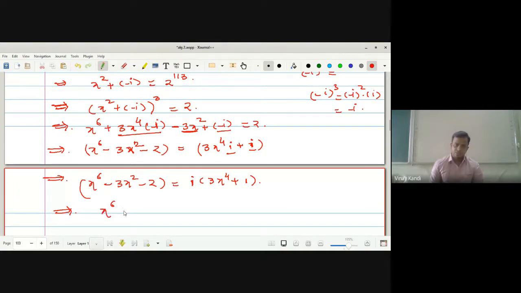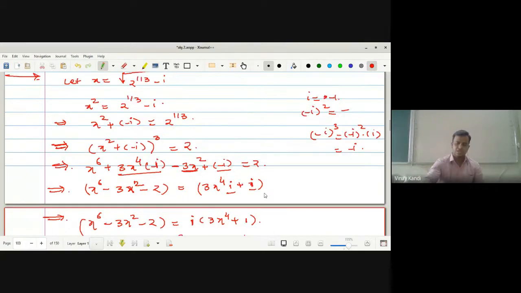x raised to 6 minus 3x square minus 2 bracket square, i square is minus 1, this is 3x raised to 4 plus 1. Okay, now solve this. A plus b plus c bracket square is a square plus b square plus c square plus 2ab plus 2bc plus 2ac.